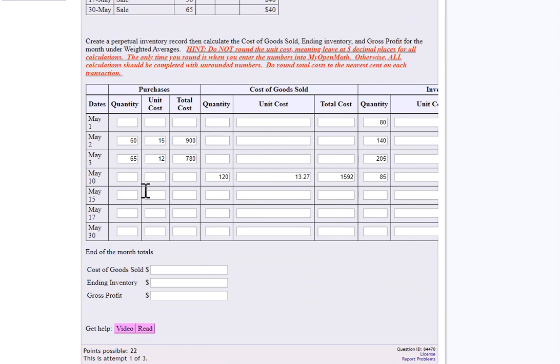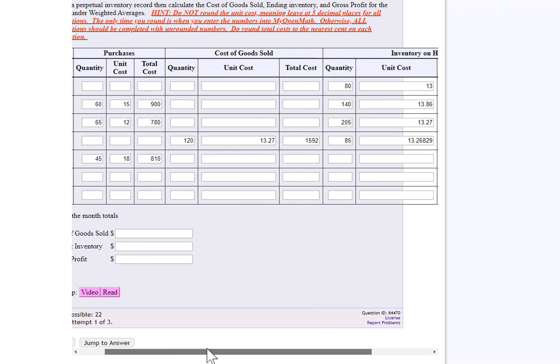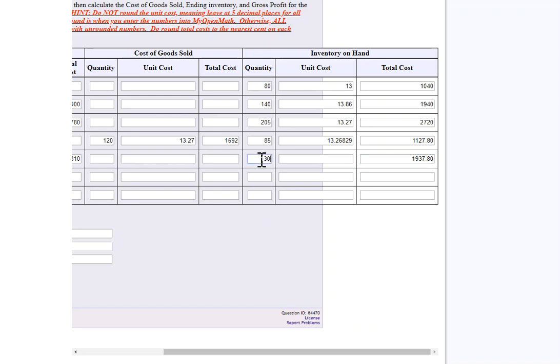Okay. Now, on the 15th, we're going to purchase 45 more units. So I'm going to enter that in the purchases column. Those had a unit cost of 18, and that total cost was 810. Now I have to recalculate my average. I'm going to take that $810 total cost, and it gets added to my previous balance. So I now have 1937.80. I have 85 units on hand and I bought 45. That will bring me to 130. And I now have to recalculate that average cost. The way that I do that is by taking the total divided by the 130 units, and I get an average cost of 14.90619.